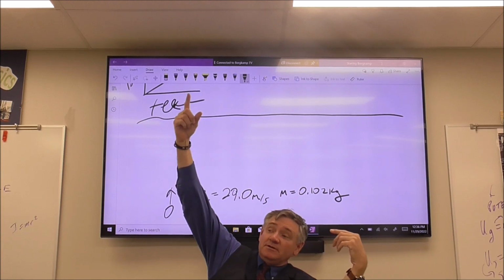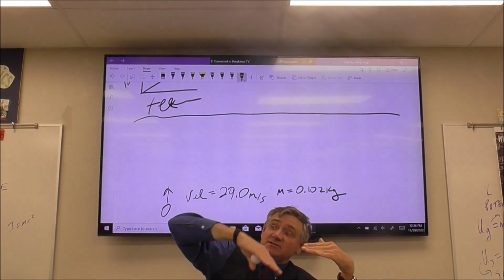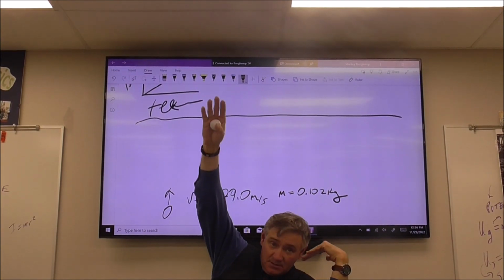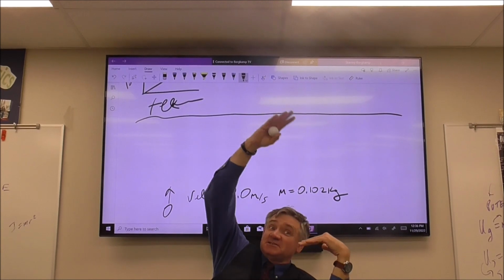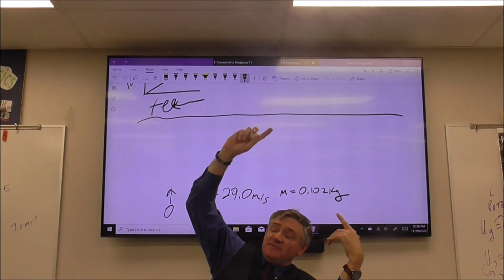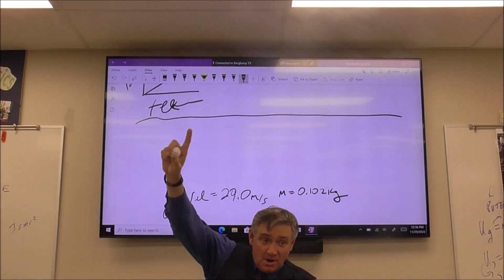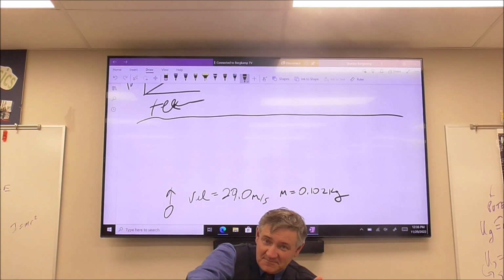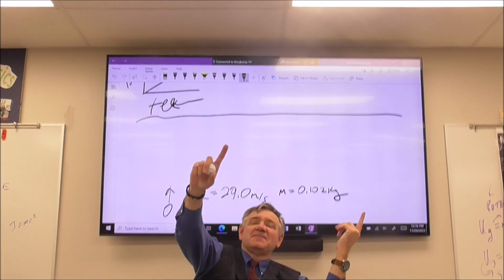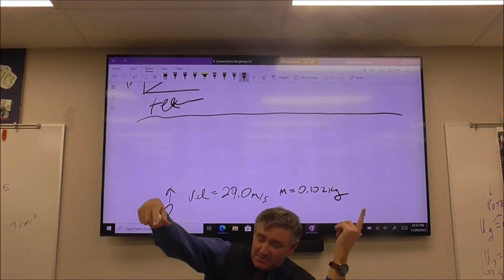At the top, all the kinetic energy is going to be potential. Why will it not have any kinetic energy at the top? Because there's no motion, there's no velocity. At max height it switches direction, so it reaches zero velocity. It's got to slow down, stop, and speed back up.